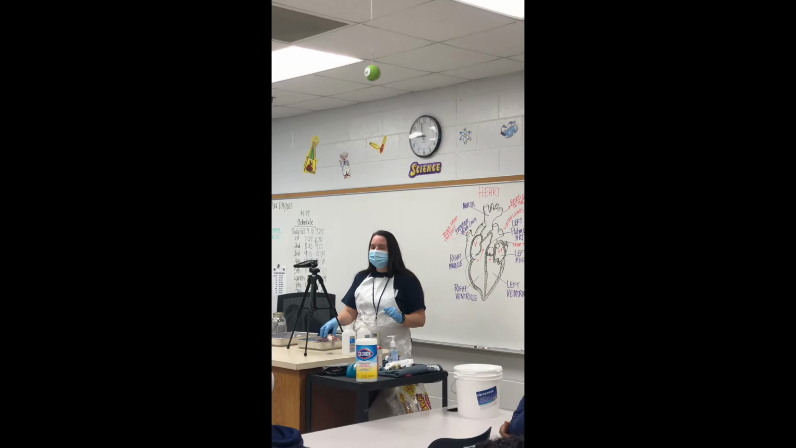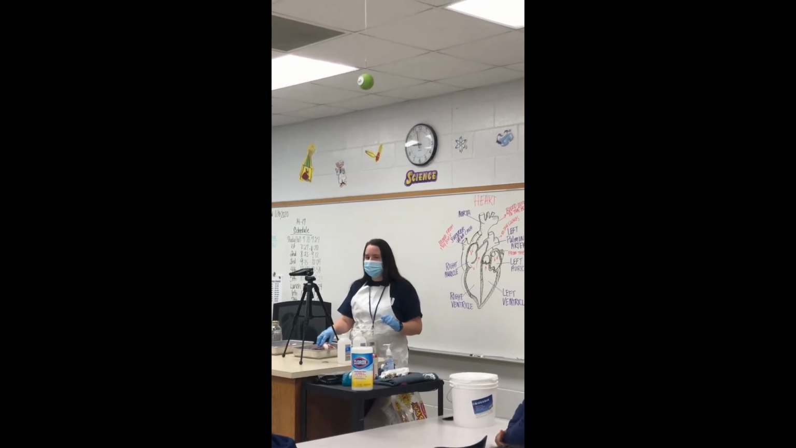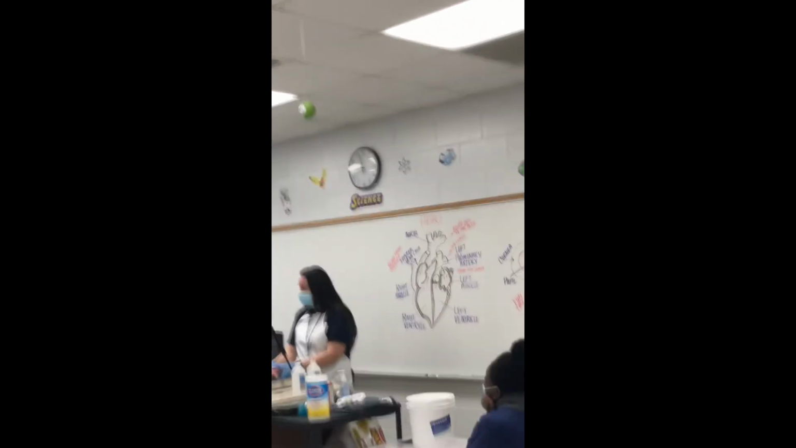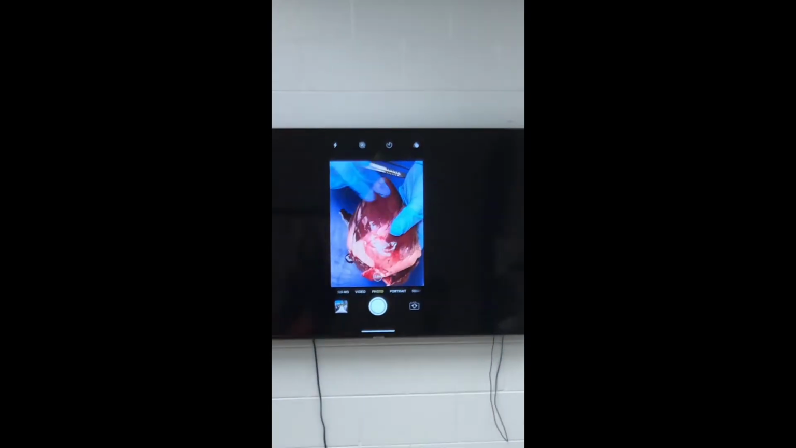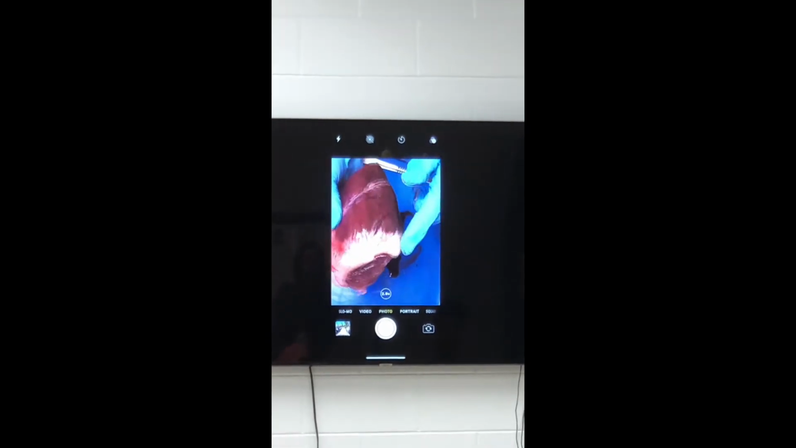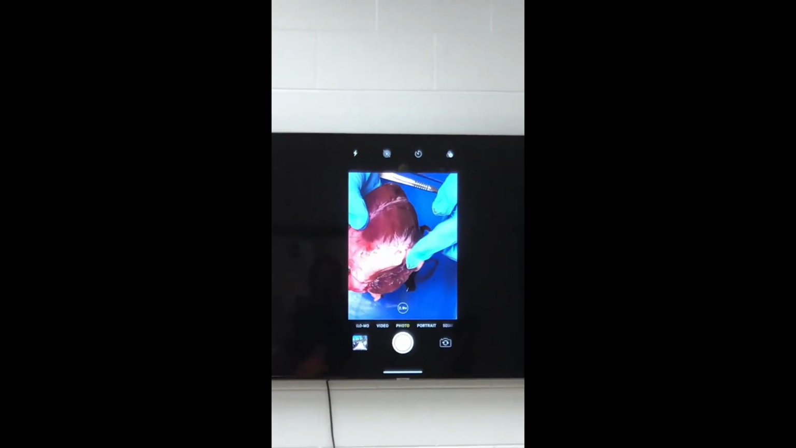Now, a few fun facts about the heart: the heart is essentially a muscle. So if you look at all this tissue right here, that is all muscle tissue. And then you have fat, just like on any other part of the body.